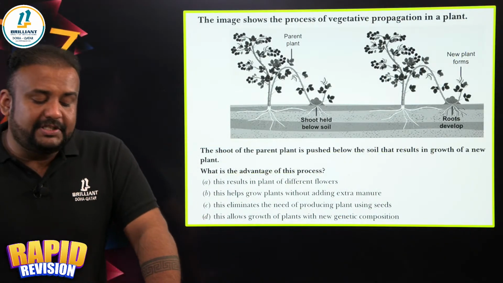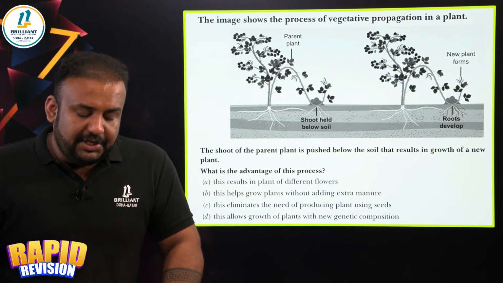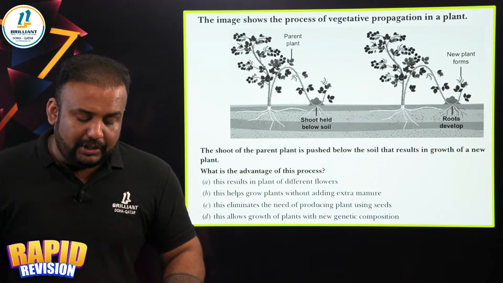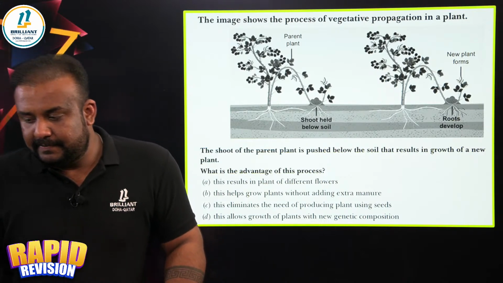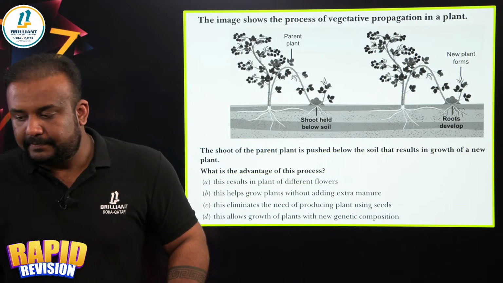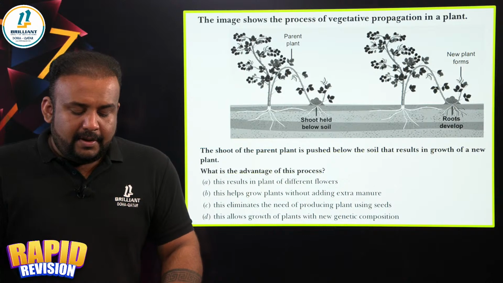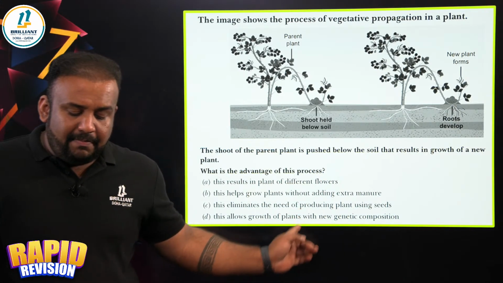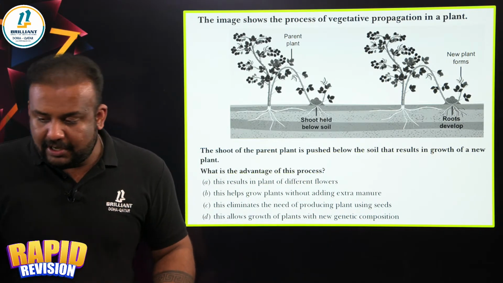The image shows the process of vegetative propagation in a plant. The shoot of the parent plant is pushed below the soil that results in the growth of a new plant. What is the advantage of this process? This results in plants of different flowers. No, this is the same plant whose shoot is bent into the soil and grown. So it will be genetically similar to the original.